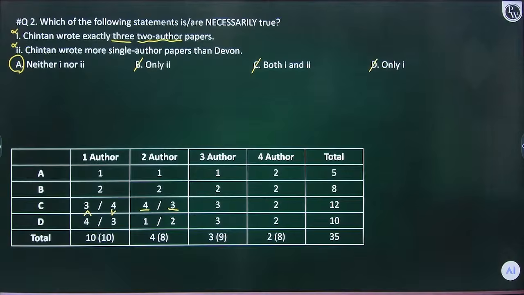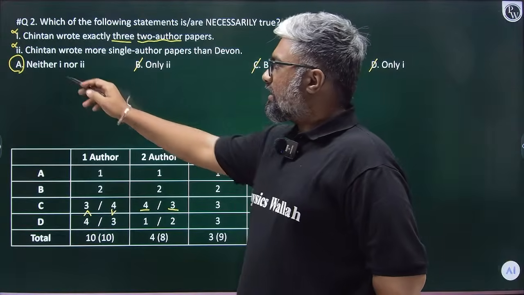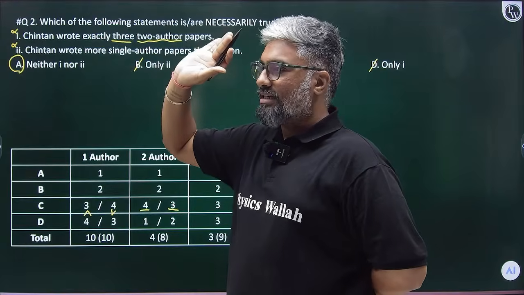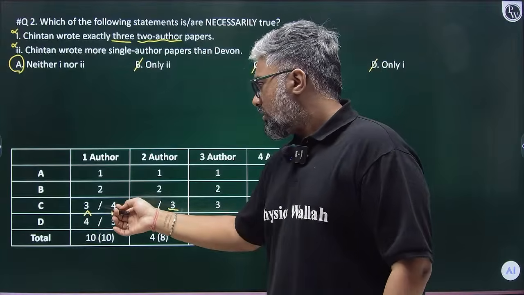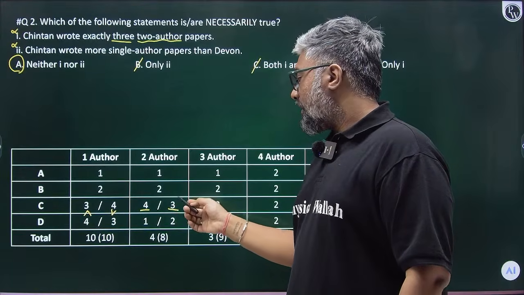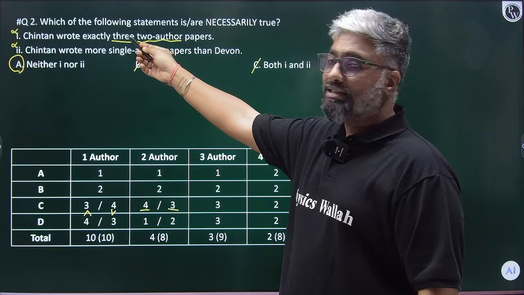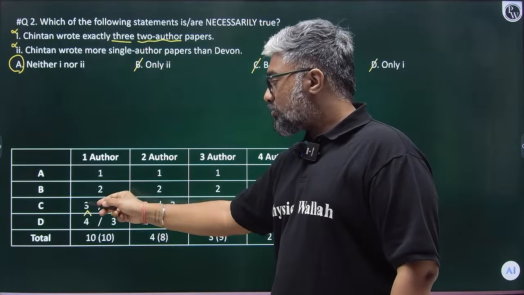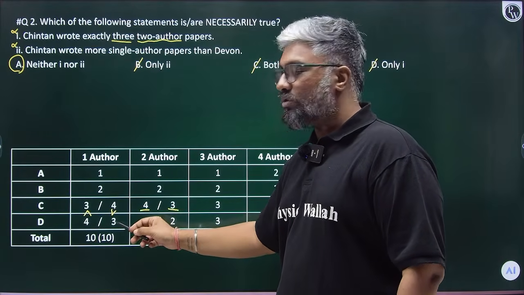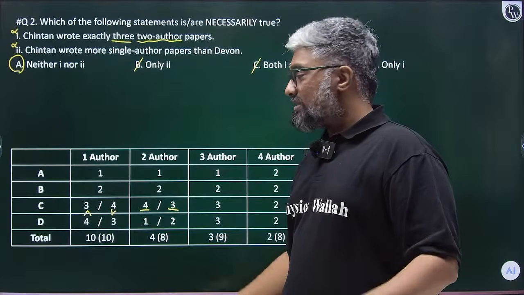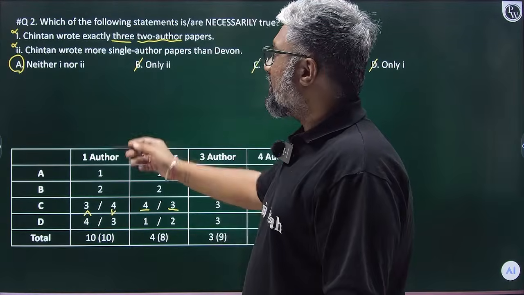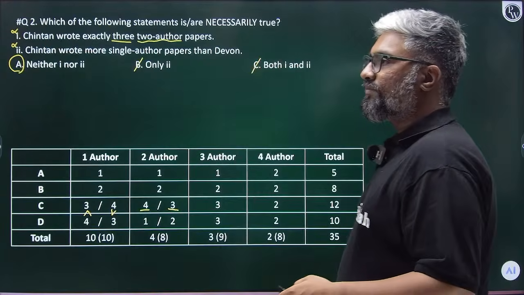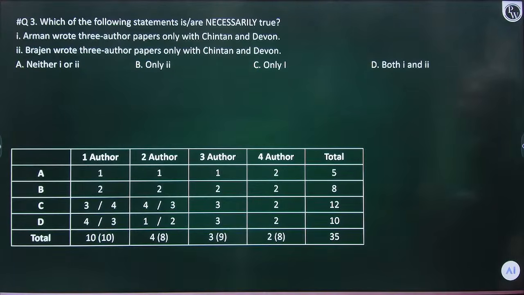Clear? Yes. Neither 1 nor 2, option A is the right answer. Clear? Both of them are not true. Look at this. 3 or 4, they are saying exactly 3, not true. Here, this could be 3, this could be 4, or this could be 4, this could be 3. That means C is greater than D only in one case. In the other case, C is not greater than D. So both are incorrect. Clear? Done? Perfect. Let's go to the next question.